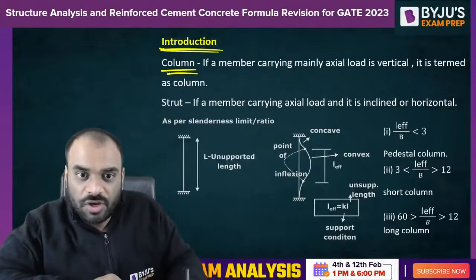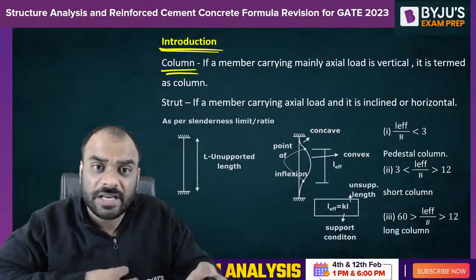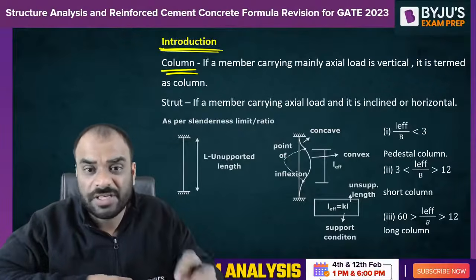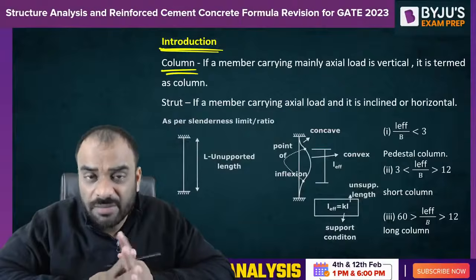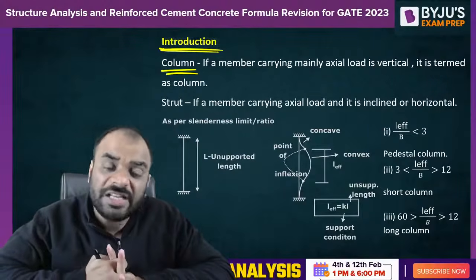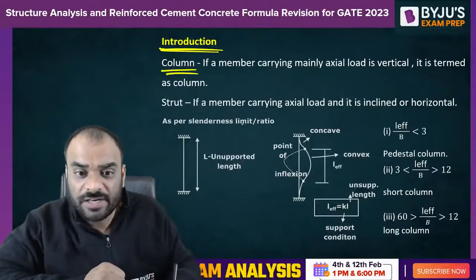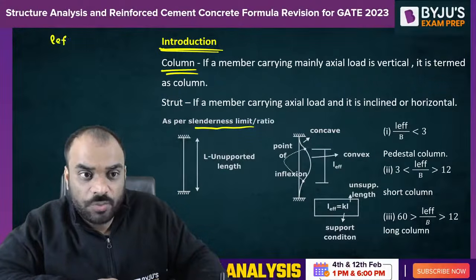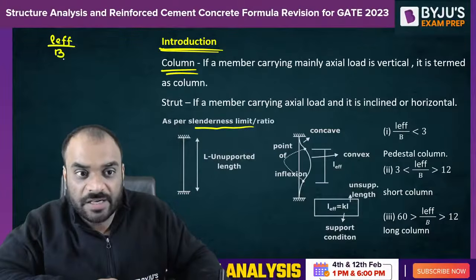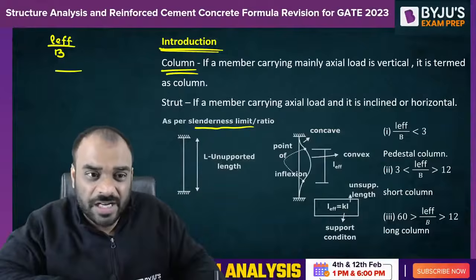Okay. So column, this particular member is mainly designed to take the axial load, and it is mainly a vertical member, right? And the strut is basically an inclined member or a horizontal member which again takes the axial force only, right? Now there is one ratio which is known as slenderness ratio or slenderness limit, which can be written as L effective divided by least lateral dimension. What is least lateral dimension?